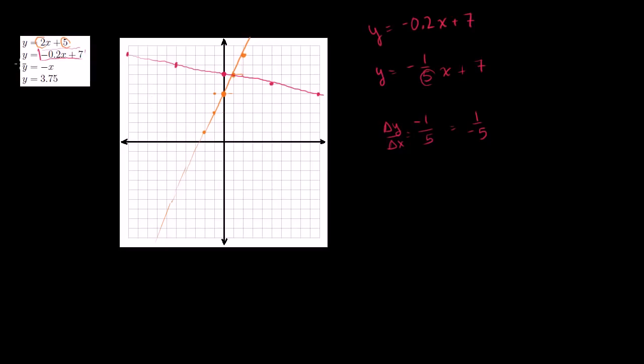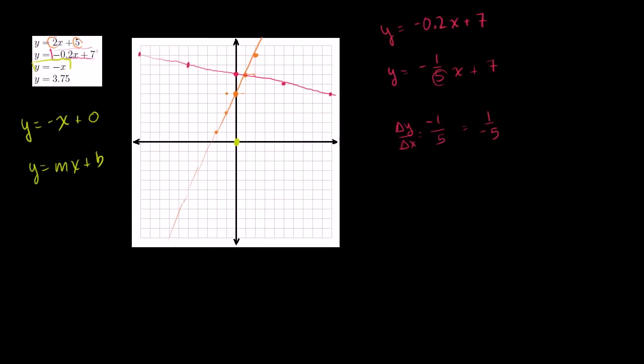Now let's do this one. y is equal to negative x. Where's the b term? I don't see any b term. You remember we're saying y is equal to mx plus b. Well, the b is 0. You could view this as plus 0. So b is 0. When x is 0, y is 0. So that's our y-intercept right there at the origin.